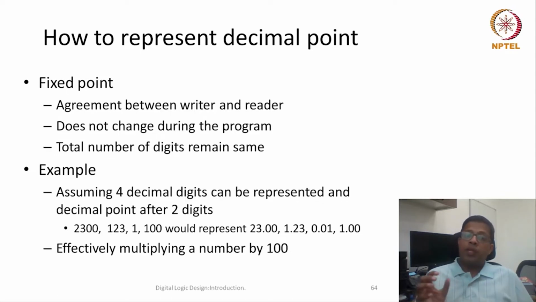If you look at it the other way, let's say you are looking at this number 23.00. This 23.00 is effectively multiplied by 100 and then written as 2300. Whenever I am writing, because the decimal exists after 2 digits, I am multiplying it by 100. If the decimal point exists after 3 digits, then I would multiply it by 1000.